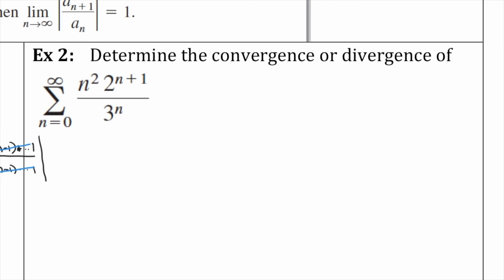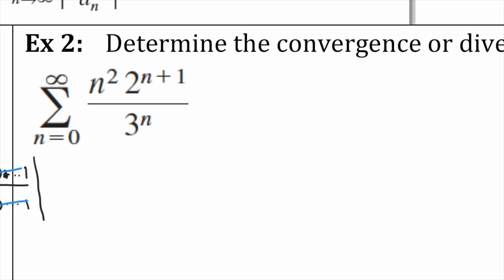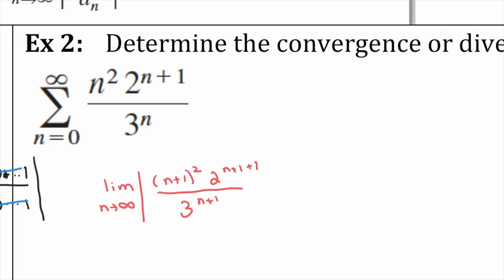When we look at example 2, the exponents are what's causing trouble for this problem. What we will do is try the ratio test. Take the limit as n goes to infinity. We will have the quantity n plus 1 squared times 2 to the n plus 1 plus another 1 divided by 3 to the n plus 1. We're going to divide by the original sequence. However, that's going to be multiplying by the reciprocal. So we have 3 to the n over n squared times 2 to the n plus 1.